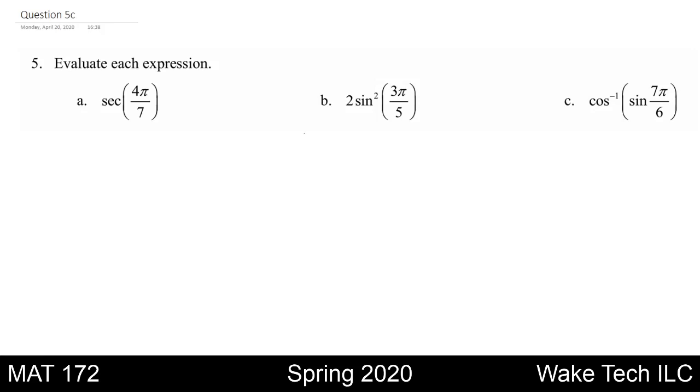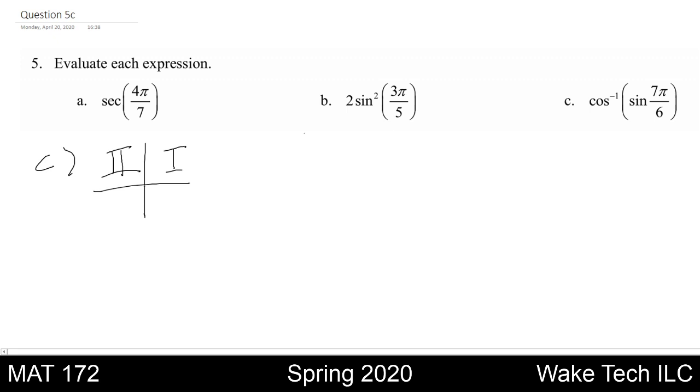When dealing with the trig inverse, it's important to remember what the range is of that inverse. So for instance, here on part C, the cosine inverse only has a range in the first and second quadrant. It can only return first and second quadrant values. Keeping that in mind, we can evaluate sine of 7 pi over 6.